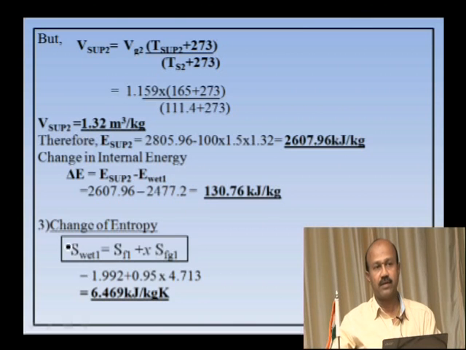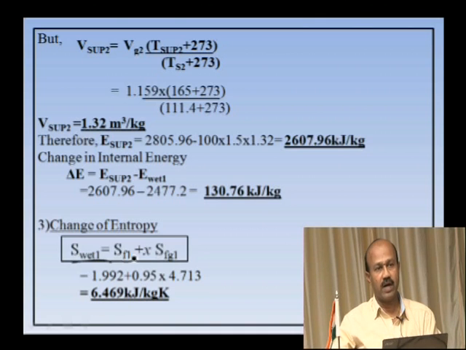Next, third is change of entropy. The initial condition of steam is wet steam. Therefore, I have taken S wet 1 equal to Sf1 plus x Sfg1. We have both the values from the steam table, and x is given in the problem.